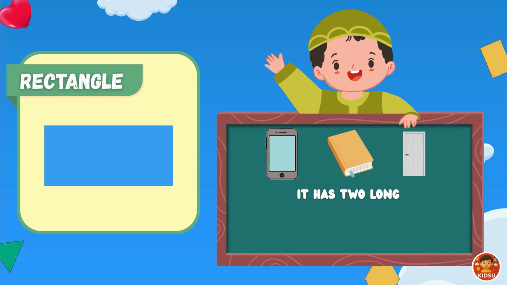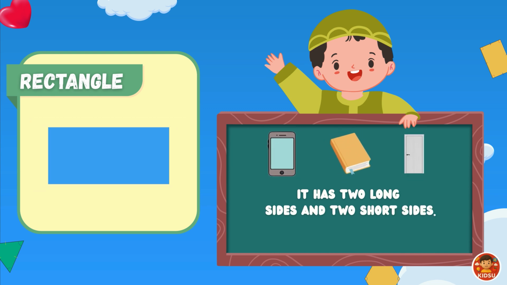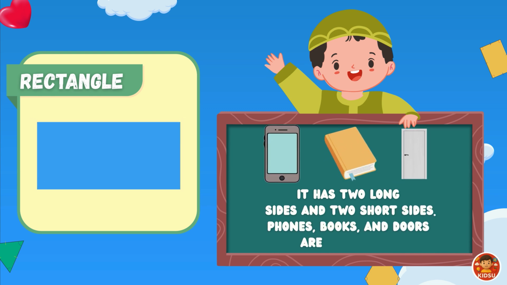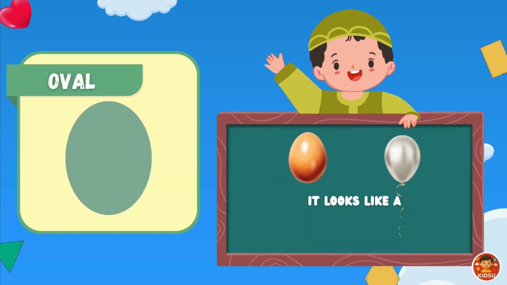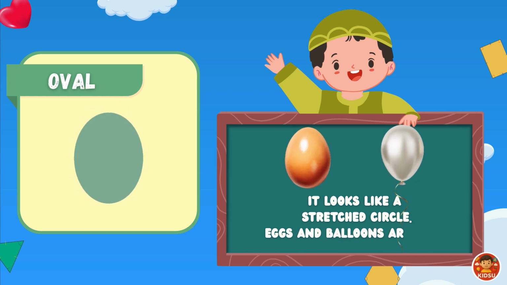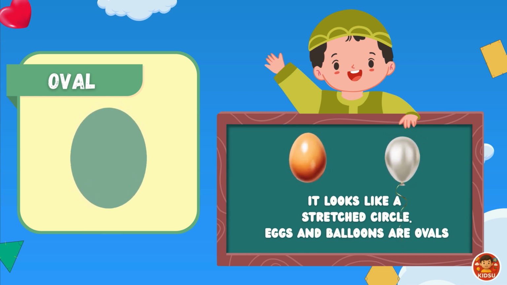Rectangle. It has 2 long sides and 2 short sides. Phones, books, and doors are rectangles. Oval. It looks like a stretched circle. Eggs and balloons are ovals.